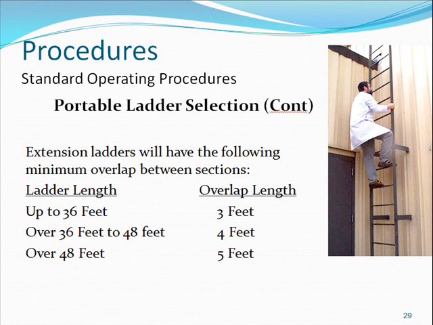Standard operating procedures, portable ladder section. Extension ladders will have the following minimum overlap between sections: ladder length up to 36 feet, overlap length 3 feet. Over 36 feet to 48 feet, overlap length 4 feet. Over 48 feet, overlap length 5 feet.